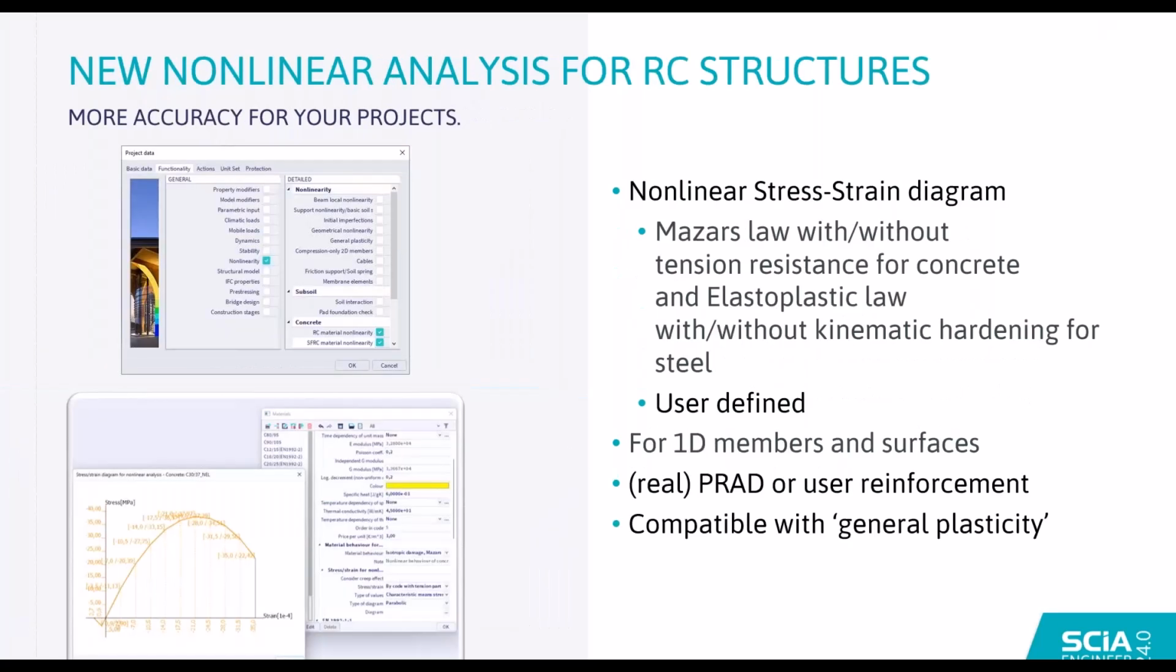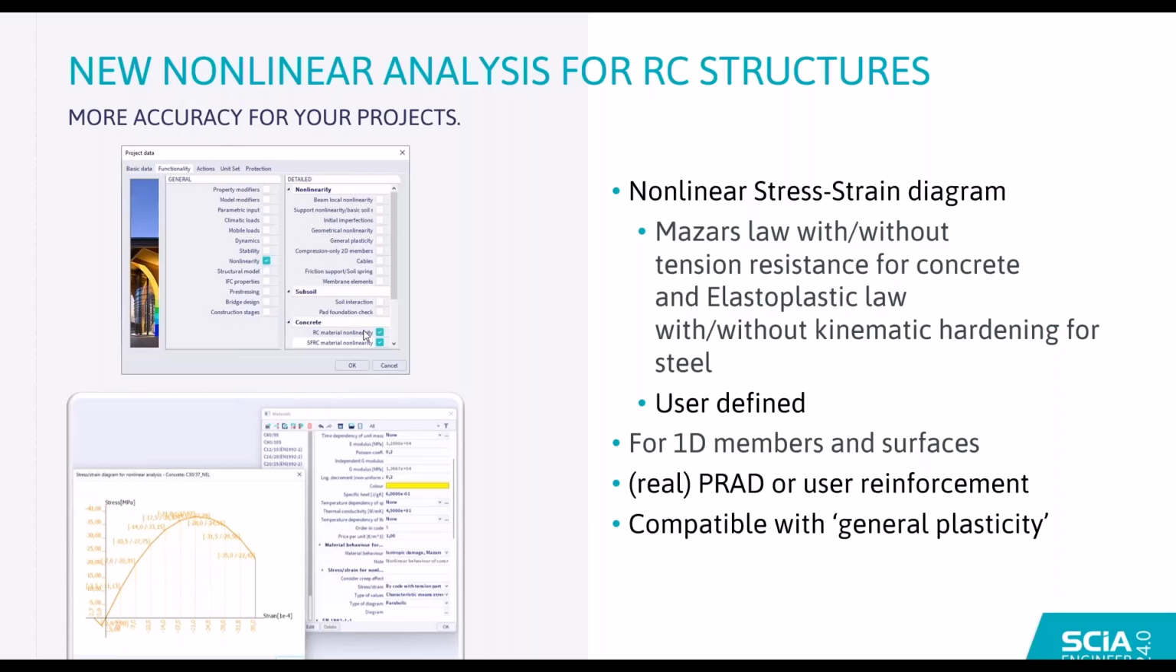So next up, we are going to discuss our new nonlinear analysis for reinforced concrete structures. Now, this functionality will be called reinforced concrete material nonlinearity, which you will have to toggle on in your project data. By activating this property, you will be able to change your material properties and define a nonlinear stress strain diagram for your concrete materials or for your reinforcing steel materials.